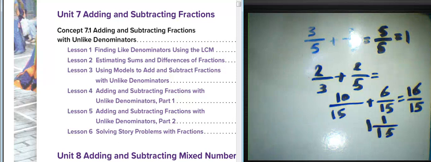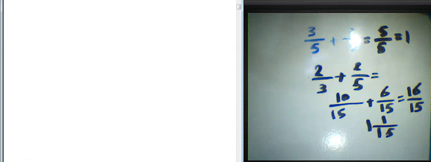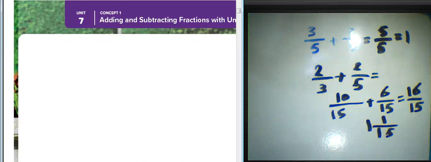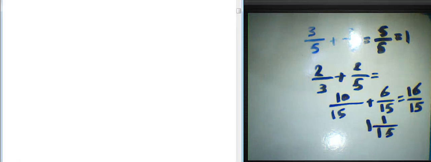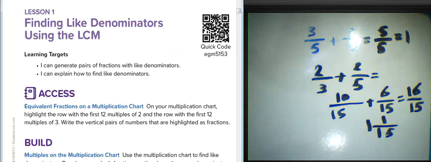Okay, look at page number 1 with me. Look at here. Unit 7, adding and subtracting fractions. Finding a like denominator using the least common multiple.